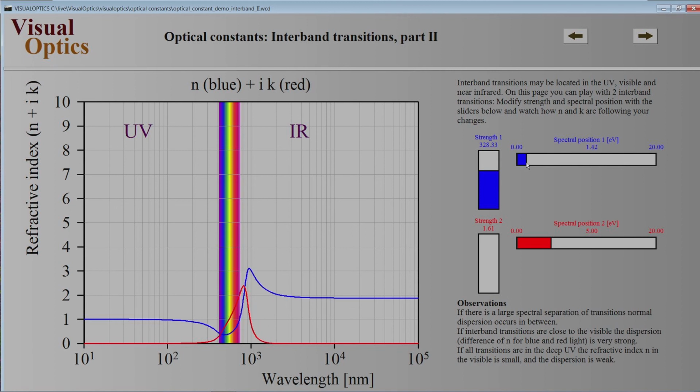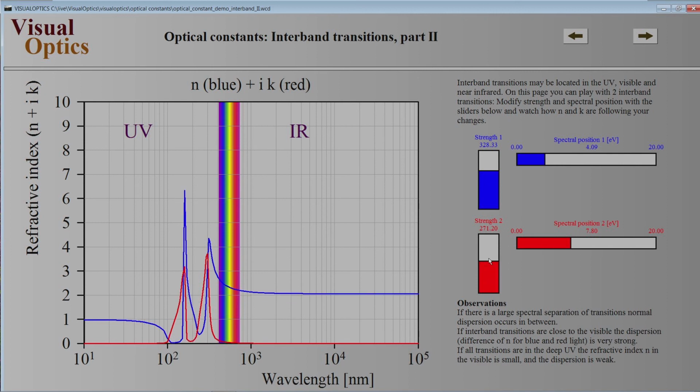Usually many materials have several interband transitions. In particular, crystalline materials usually have many, like 10 or 20 different interband transitions. So I will just show you an example where we have 2 interband transitions, and what you can see here is that in this case, it's still nicely separated. So we have a peak in K here, another peak in K there. So it's very clear in this example that we have 2 interband transitions.